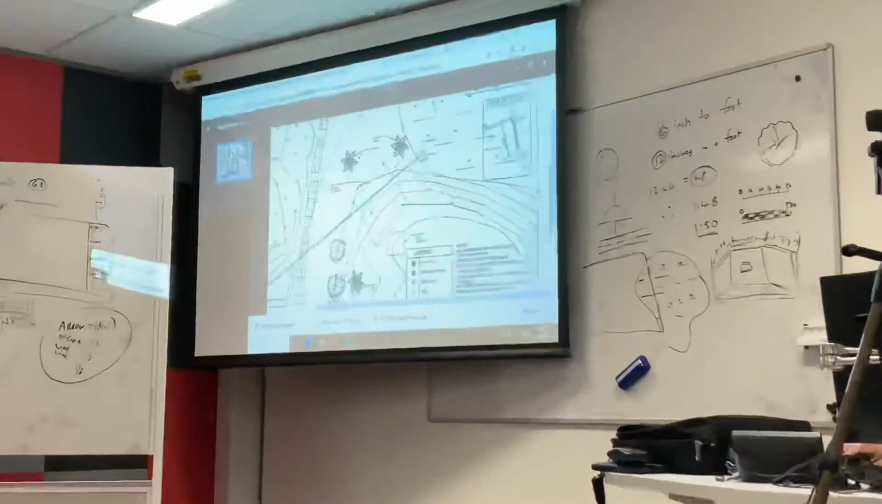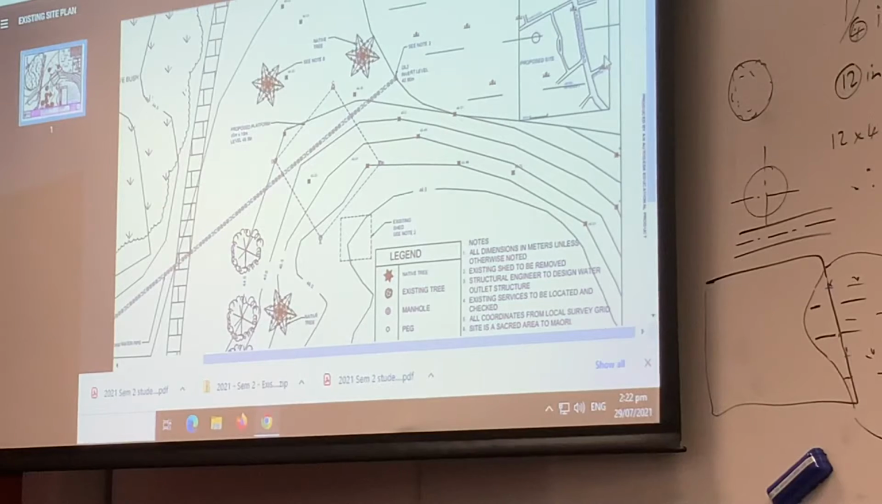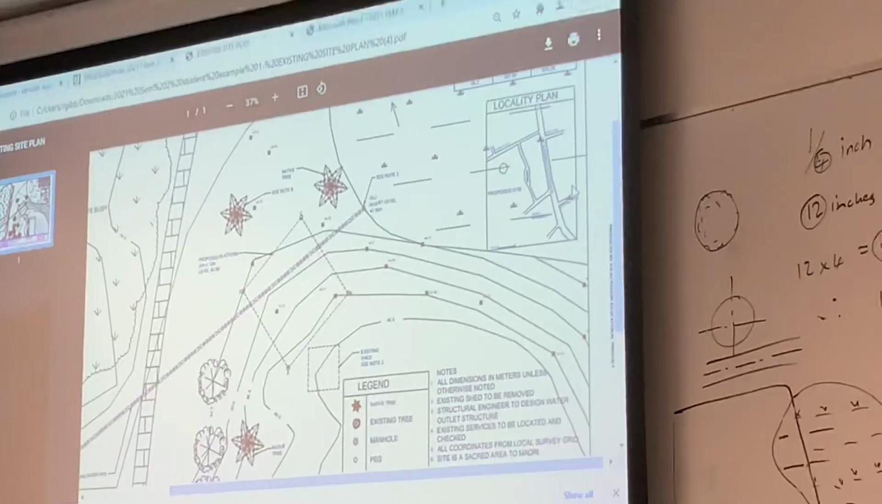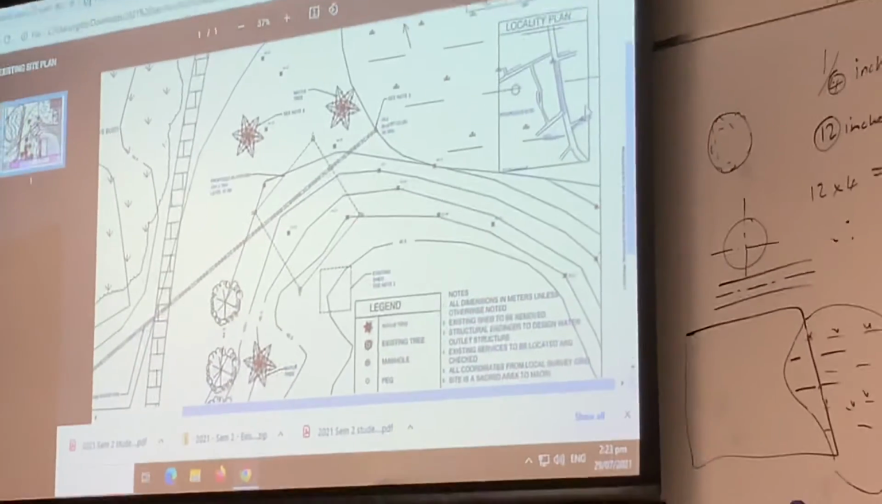So how do you call that thing? This structure? Outlet structure. Outlet. There's also an inlet, you've got both, but they mirror each other. Okay. Locality plan.